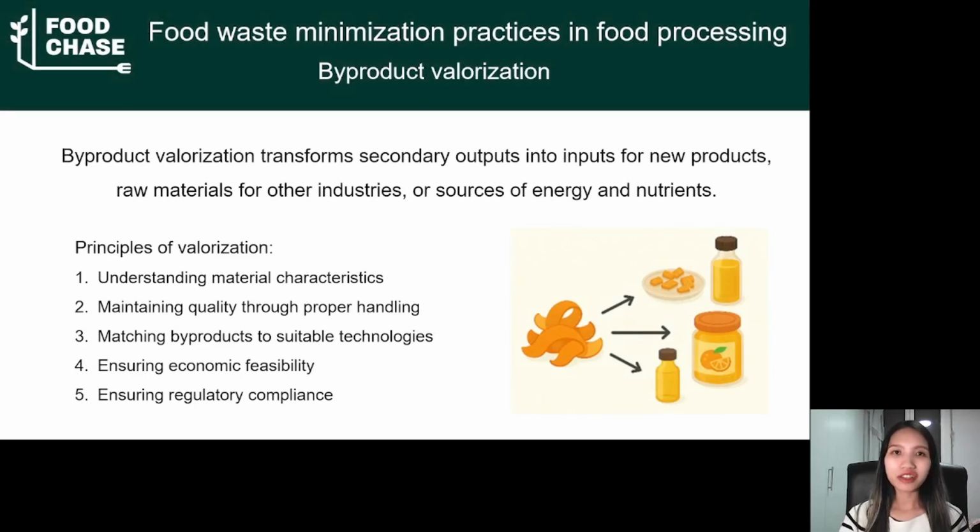After the characterization, the byproduct of waste can be subjected to valorization, thus transforming secondary output into input for a new product, from material for other industries or a source of energy and nutrients. For example, you can see in the photo, the orange peel can be turned into candy, essential oil, or jams.